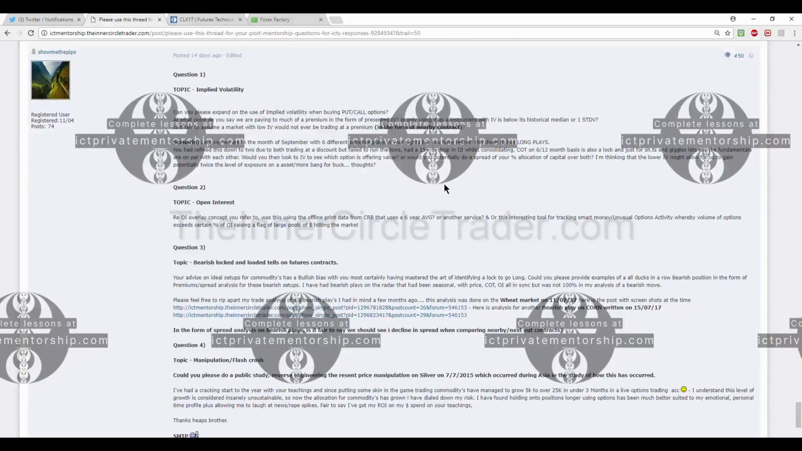Question number 2, the topic is open interest. The open interest overlay concept you refer to, was this using the offline print data from CRB that uses a 6-year average, or another service? Or is this an interesting tool for tracking smart money unusual options activity, whereby volume of options exceeds a certain percent of open interest, raising a flag of large pools of money hitting the market?